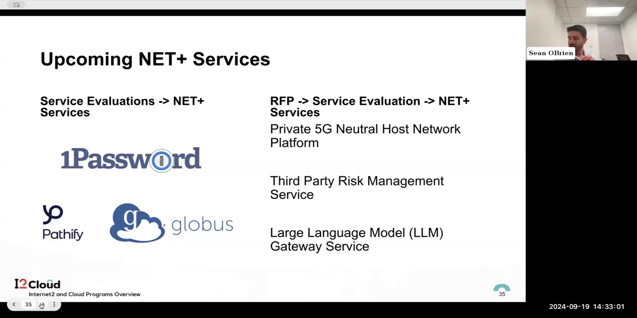And I'll try to answer another procurement question that came up. There are two pathways we take looking at services in the Net Plus program. Do we want a specific service? Our community comes to us and says, hey, we need this service in the Net Plus portfolio. We'll often go work with that service provider directly. Those are the services on the left side of this slide.